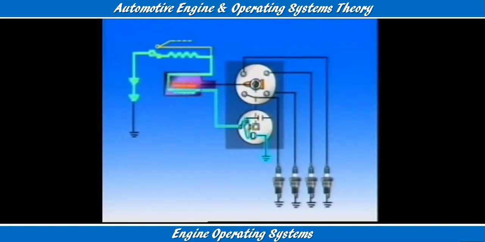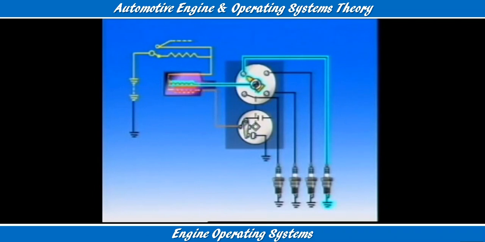The system has two circuits. The primary or low-tension circuit initiates the spark. The secondary or high-tension circuit produces the high voltage and distributes it to the spark plugs.